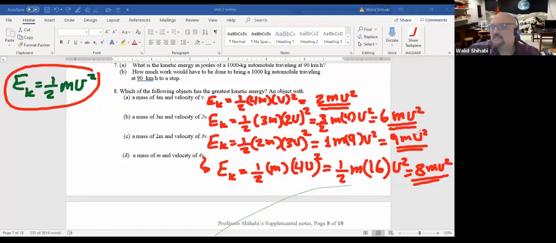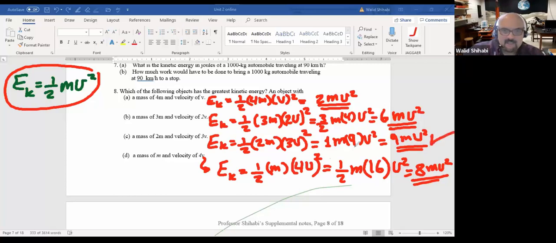Notice here mv squared is common, so we are comparing the coefficients 8, 9, 6, and 3. And of course, among those 4 values, 9 is the biggest. So C is the answer.